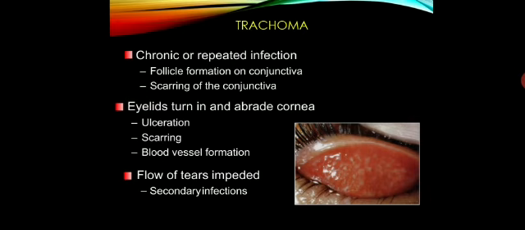And trachoma is a chronic or repeated infection. The symptoms are follicle formation on the conjunctiva, scarring of the conjunctiva, eyelids turning in and abrading the cornea, mainly ulceration, scarring, blood vessel formation, and impeded flow of tears. These are the secondary infections. The figure is showing the chlamydial infection of the eye, known as trachoma.